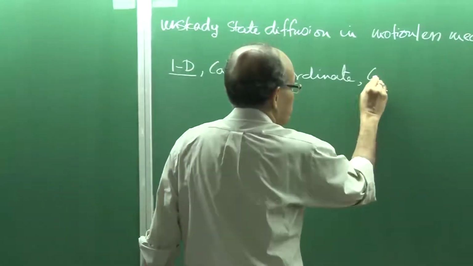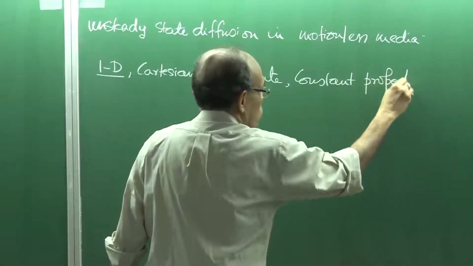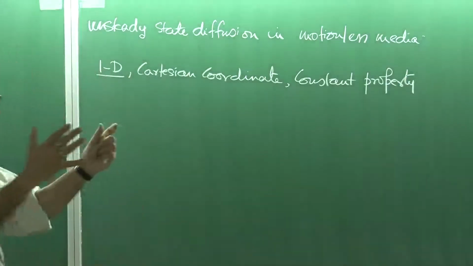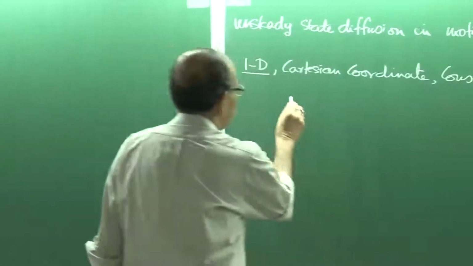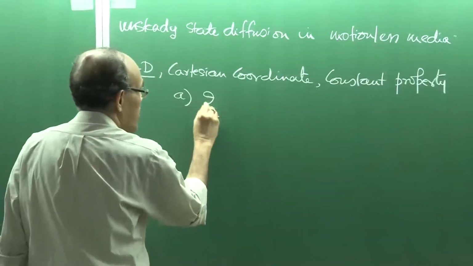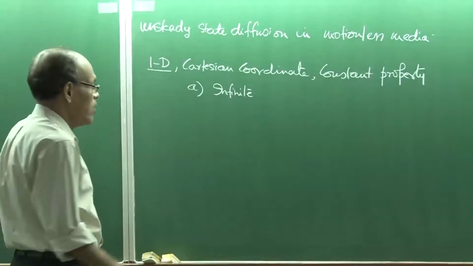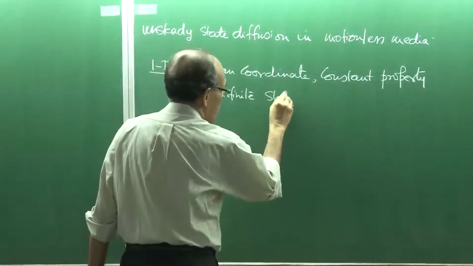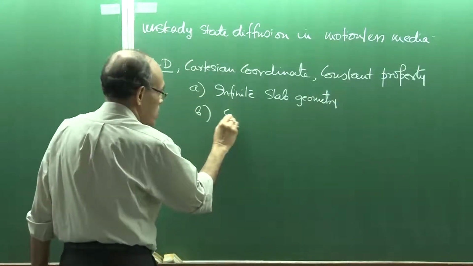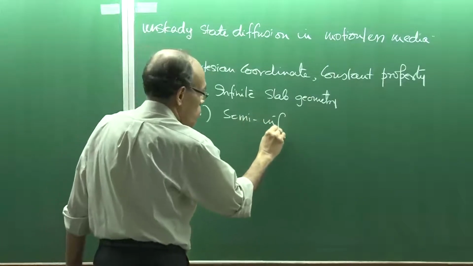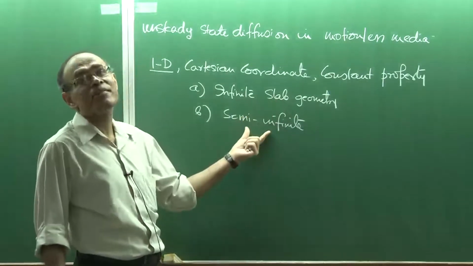So, constant property, and there is no reaction within the body of interest, the medium in which we are trying to investigate the process, and we want to do it in an infinite slab. These are exactly the same problems that we have actually addressed in heat conduction: infinite slab geometry, and the semi-infinite. And in the context of diffusion, these are called thin slab approximation and thick slab approximation.